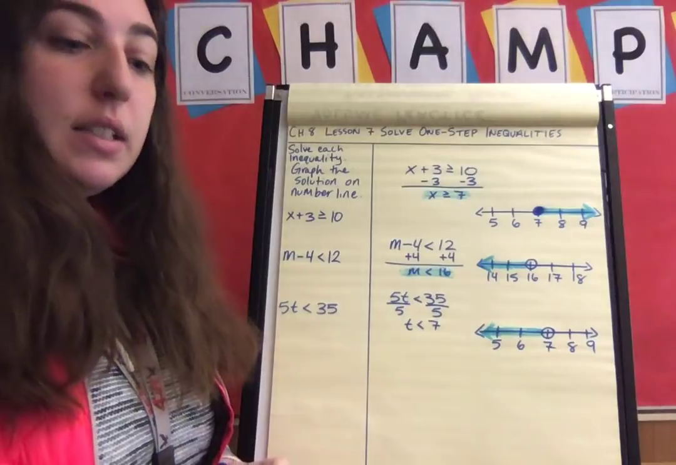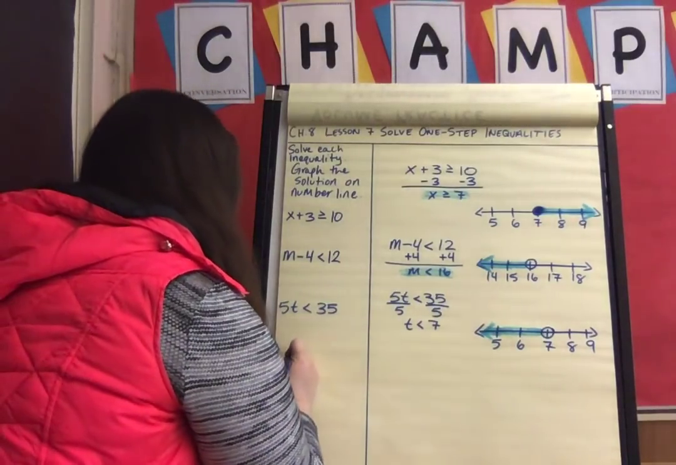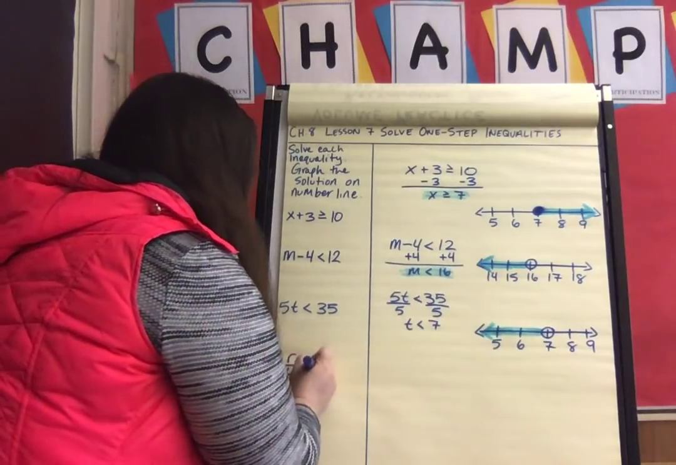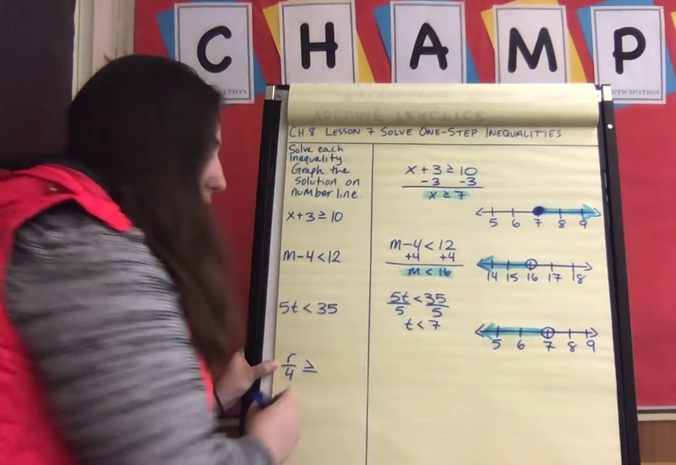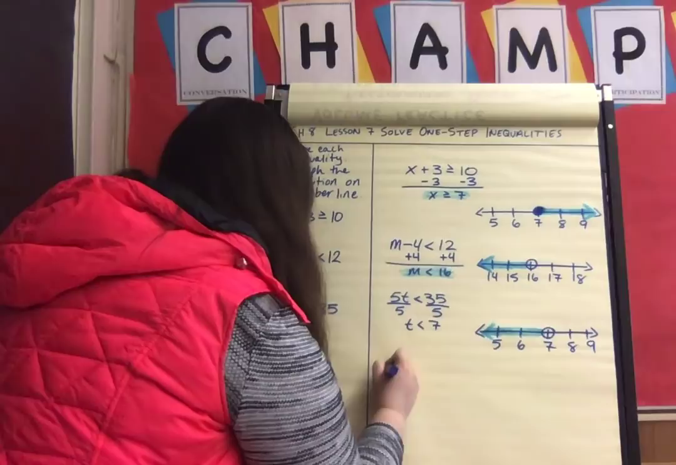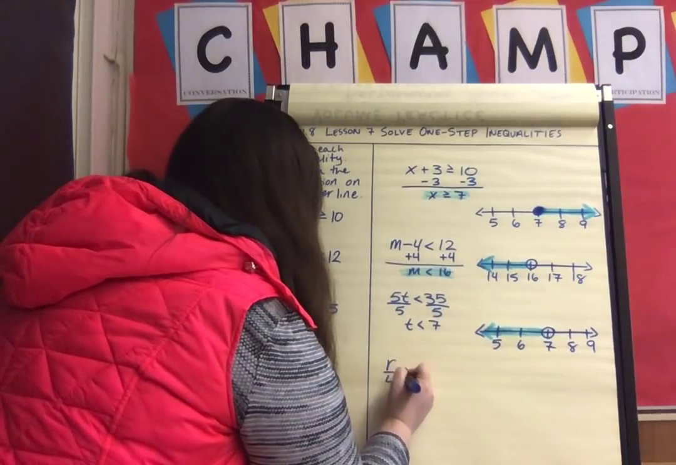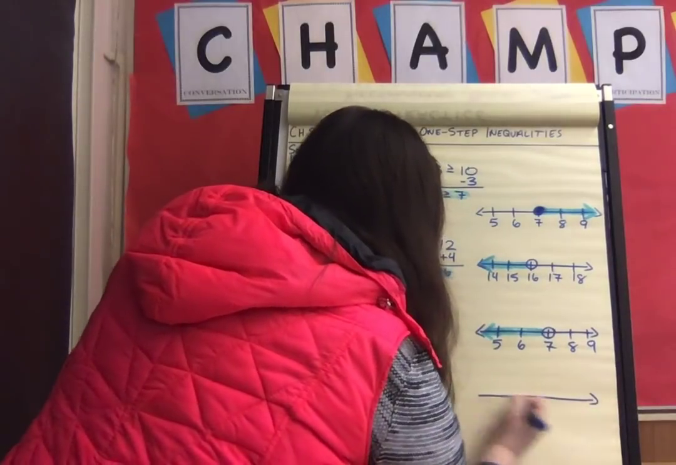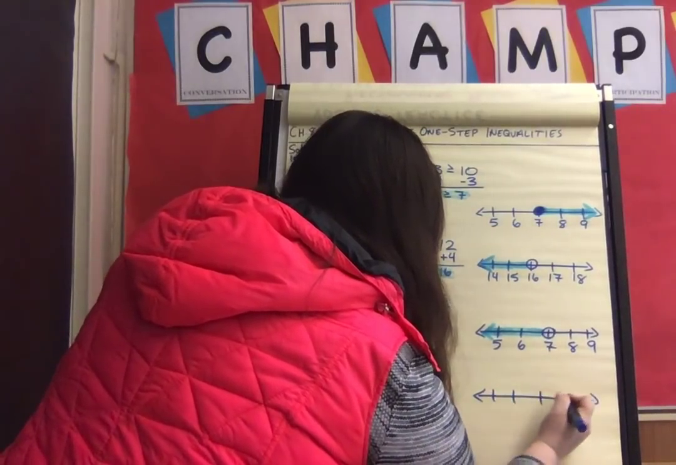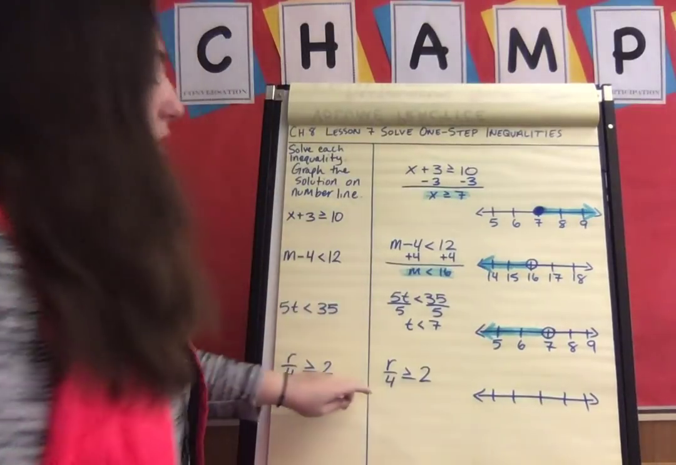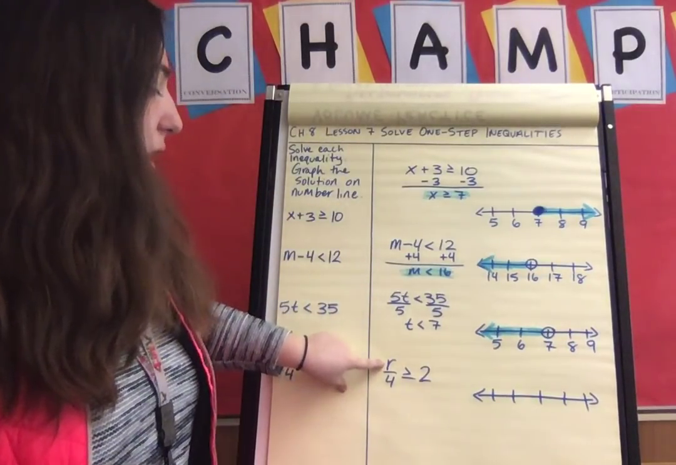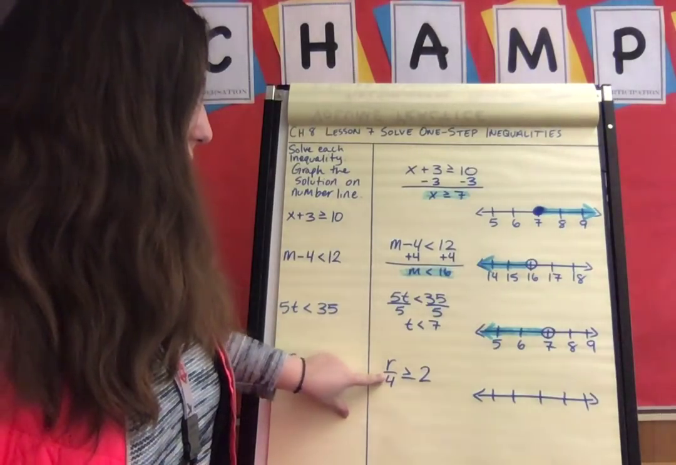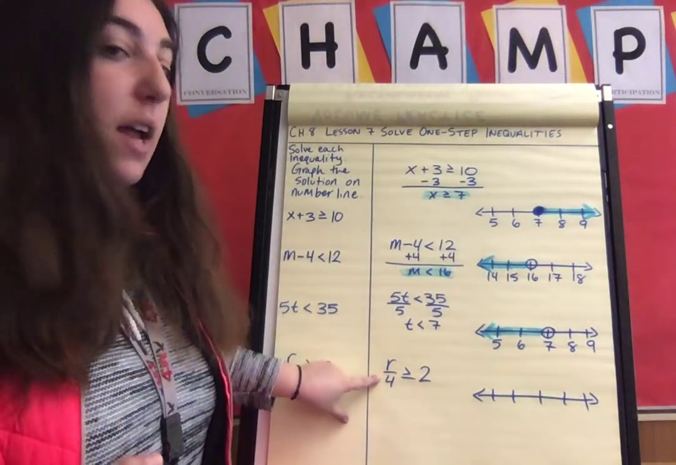And the very last example, r over 4 is greater than or equal to 2. Get my number line ready. Here's my variable. My variable is being divided by 4. Remember, this line means divide. It's being divided by 4.